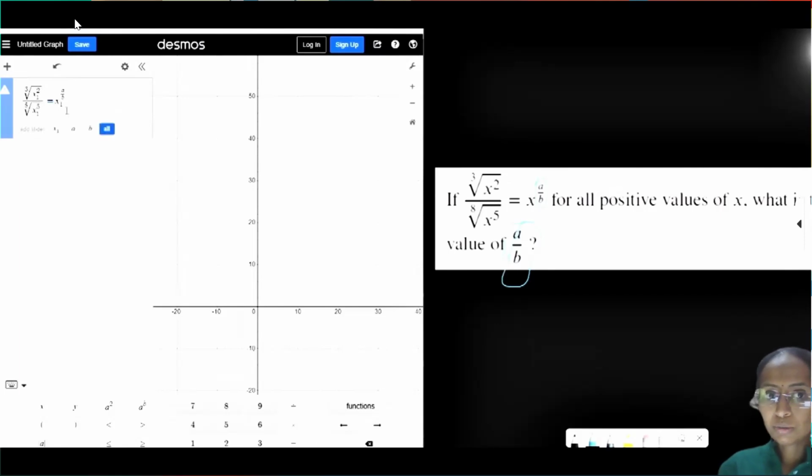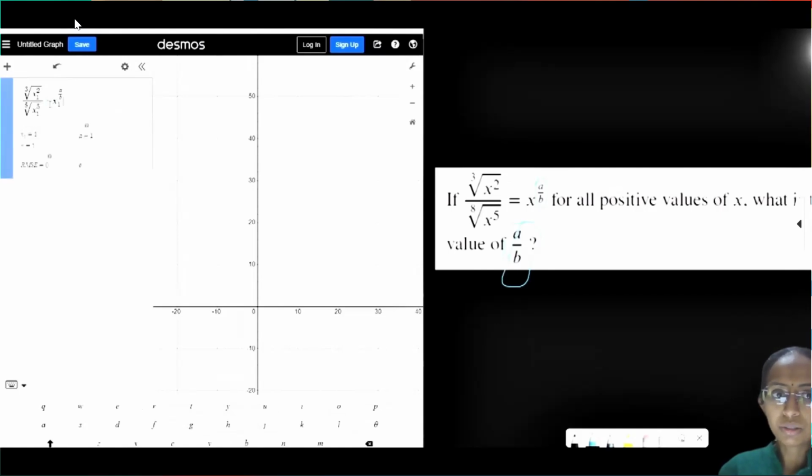Now we need to calculate the values. When you need to calculate the values of this, instead of using the equals sign, you need to use this curved sign. But this is giving you the value of x1 as 1, and A and B both are 1. But the question says the value of x can be any positive value of x. That means we don't want the value of x1 as 1.